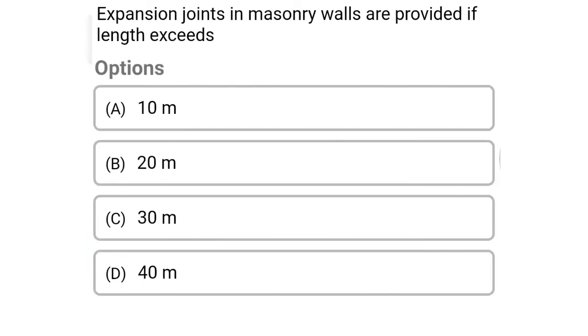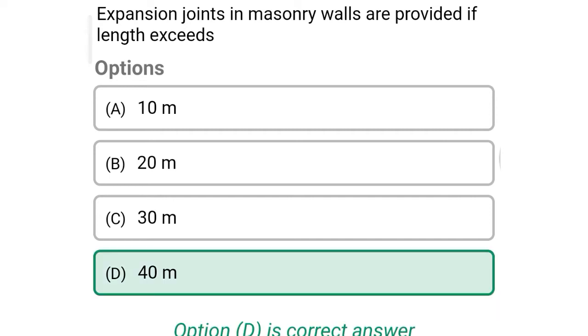Next question, expansion joints in masonry walls are provided if length exceed option A 10 meter, option B 20 meter, option C 30 meter, option D 40 meter. So the correct answer is option D 40 meter.